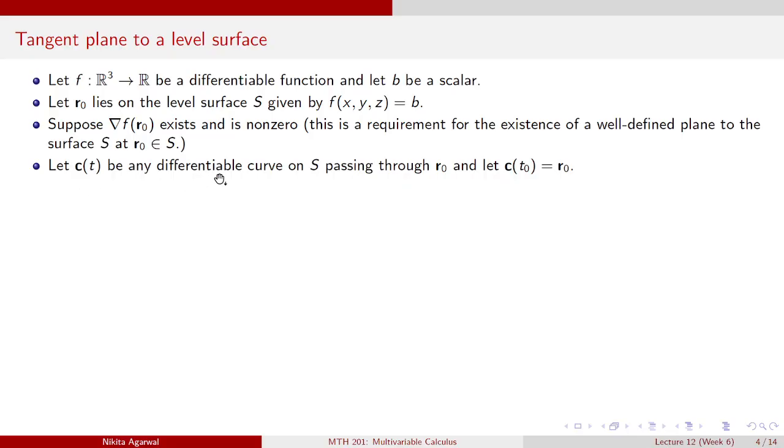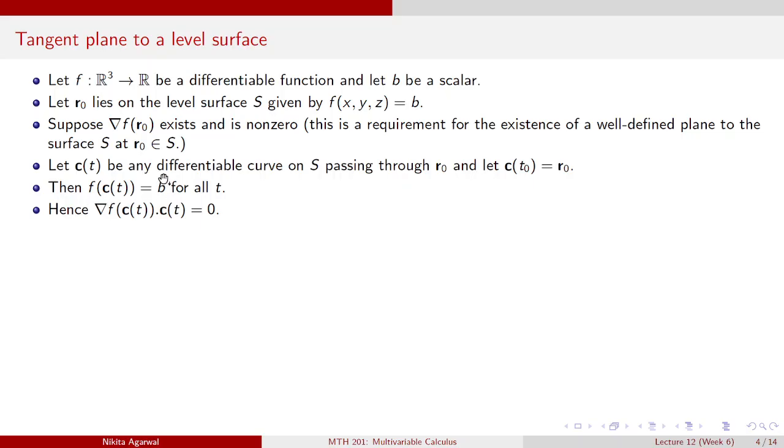So let C(t) be any differentiable curve on S passing through the point R0 and let C of t0 be equal to R0. So C takes the value R0 at the point t0. Then f of C(t) is equal to b for all t. Why? Because the curve C(t) lies on S and S is a level surface. That means that the entire curve should be on the level surface. Therefore, f of any point on the curve should be equal to b.